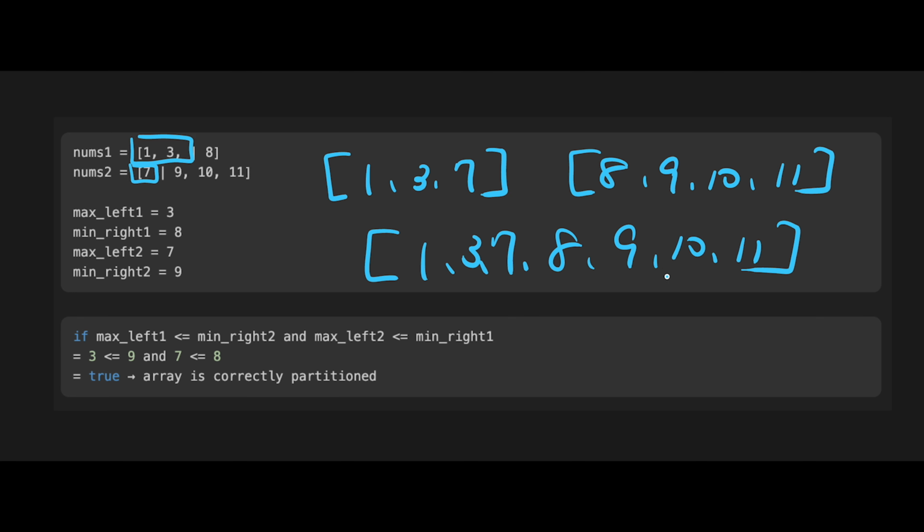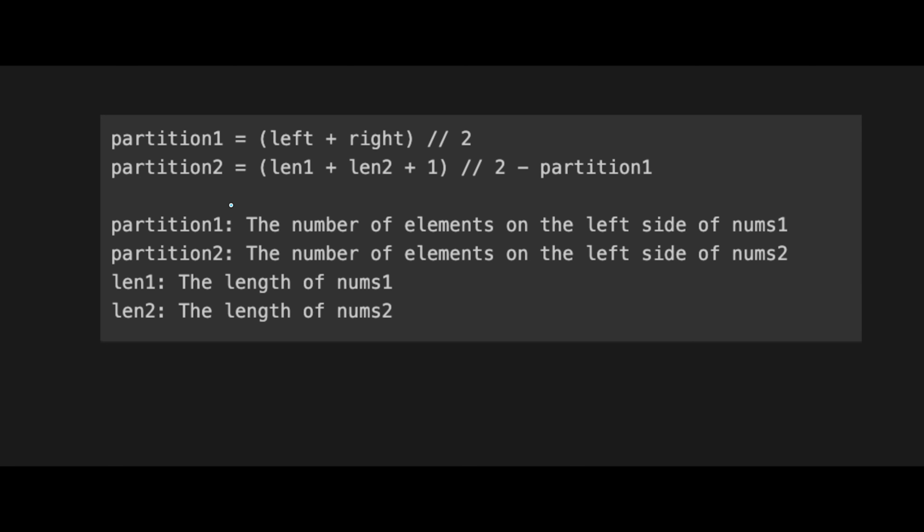So we try to find this kind of position of partitions. And one more thing, you don't need to compare the left and the right within the same array, like max left 1 and minimum right 1, because both arrays are sorted individually based on what the question said. Okay, let's talk about how to determine partition.